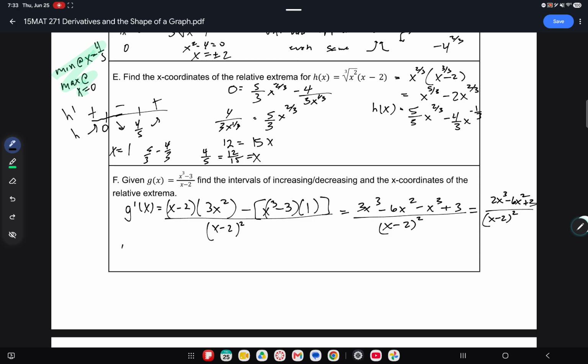All right, so I want to set that equal to 0 and find the zeros and where we're undefined. So we're undefined at x equals 2. And that multiplicity is even, so it'll be going in the same direction. It's either going to be both positive or both negative. And then we'll do that numerator, 2x cubed minus 6x squared plus 3. Set that equal to 0.